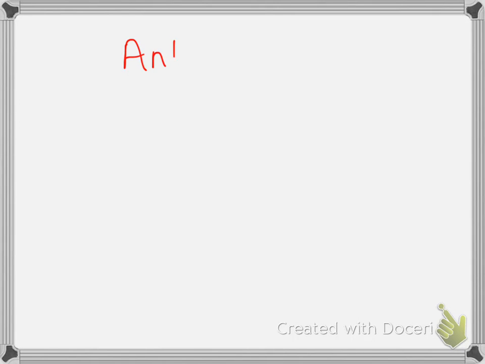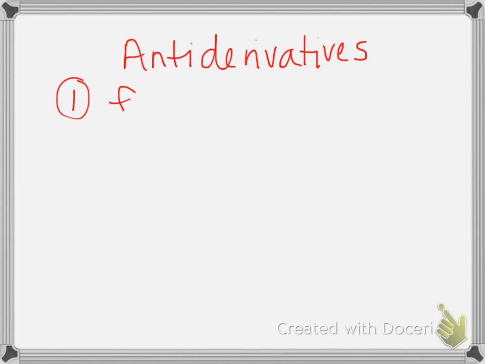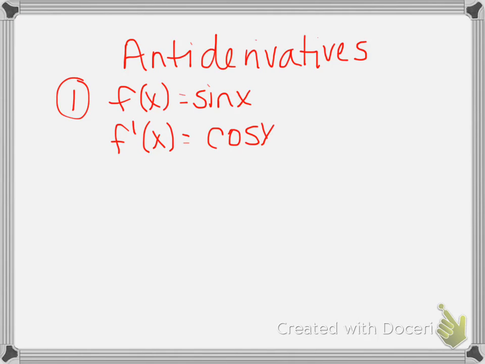Alright, so we're taking notes on antiderivatives. And antiderivatives are what takes you back to the original equation. For example, if I know that f of x is sine of x, and f prime of x, that means that's cosine of x.